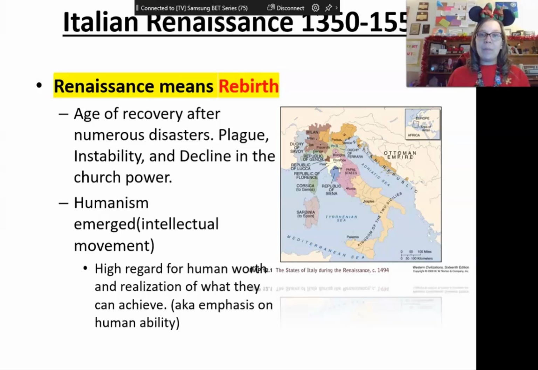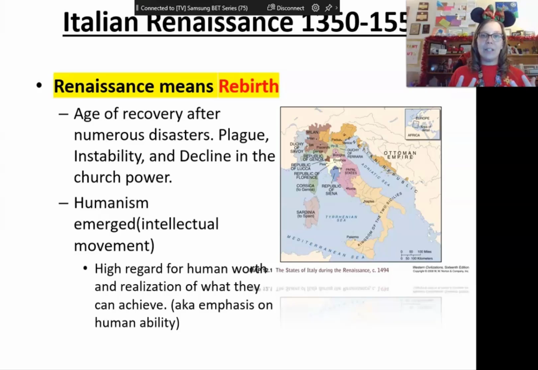Humanism is based on the idea of having a very high view of humanity and human worth, and aiming to see a realization of what humans can achieve. I always tell my students, when you hear humanism, think, yay, humans.